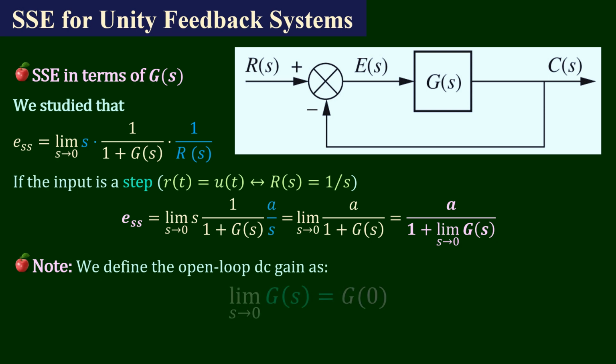The way we define the gain of the system, we define it as G of s, limit s tends to 0, G of 0. But this theory, just to keep in your mind, will be applicable whenever the transfer function G of s has all of its poles in the left half s plane.